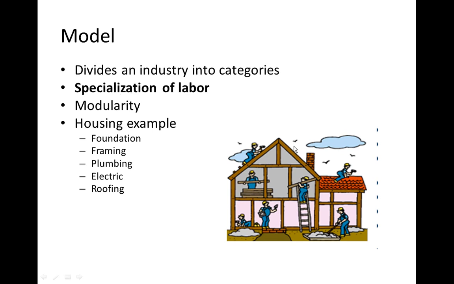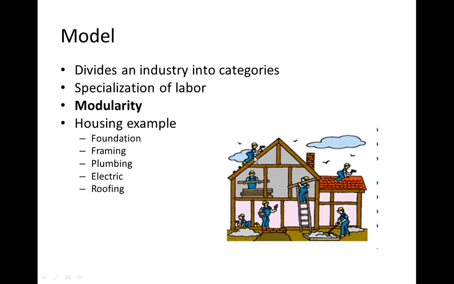Specialization of labor means the roofer gets really good at roofing and makes really good roofs, but doesn't know much about electricity. And the electrician gets really good at electricity, but really doesn't know much about roofing. He leaves that to the roofer. And then modularity means you can change any one variable without changing the others.